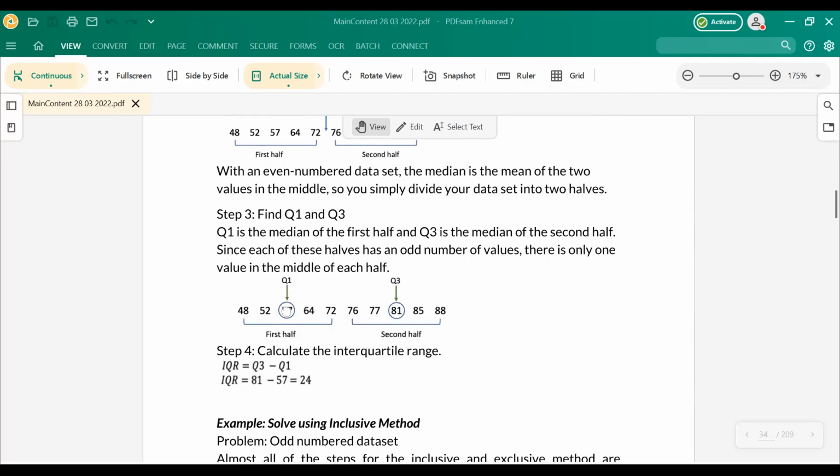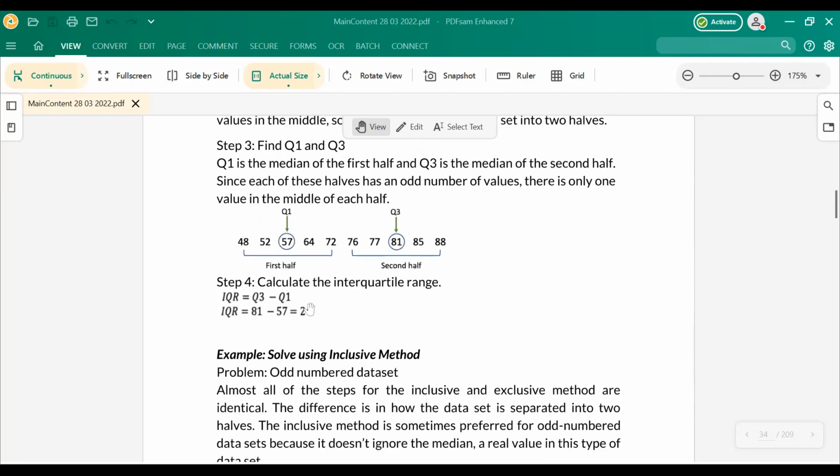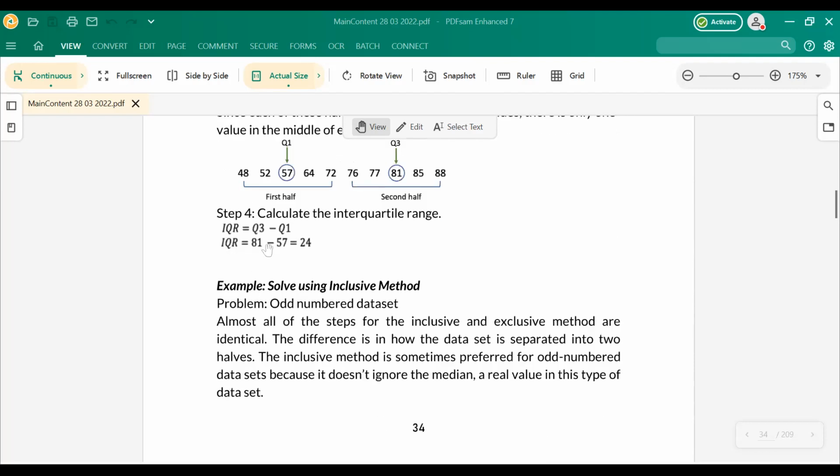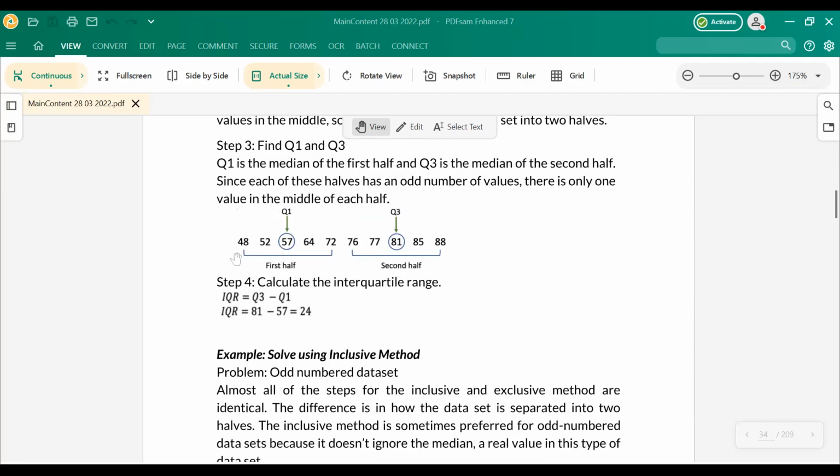So 57 should be on the left side or right side? Should it be included as Q0 or Q1? So the inclusion method says this 57 should be included. The exclusion method says 57 should be excluded. But it doesn't really matter, okay? So this is the exclusion method.